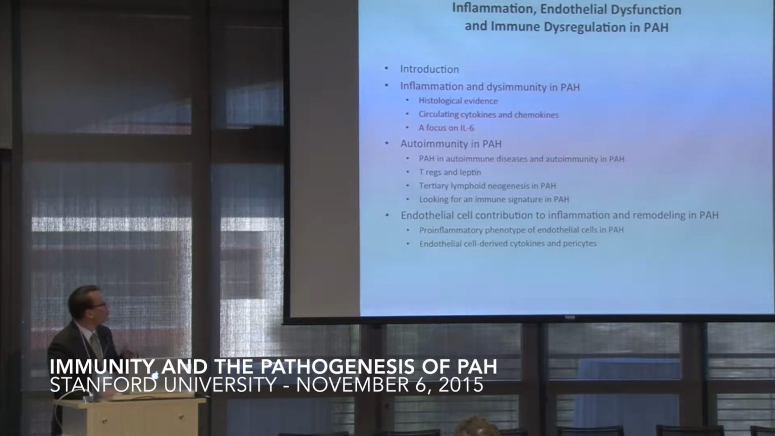First, histology and circulating cytokines with a focus on interleukin-6. I was happy that Marc said that it was an important one because I share the same view. Then autoimmunity, and then endothelial cell contribution to inflammation and remodeling. It's not because the cell is not a very common immune cell that it's not very active in the immune reaction, and endothelial cell in pulmonary hypertension is paramount.